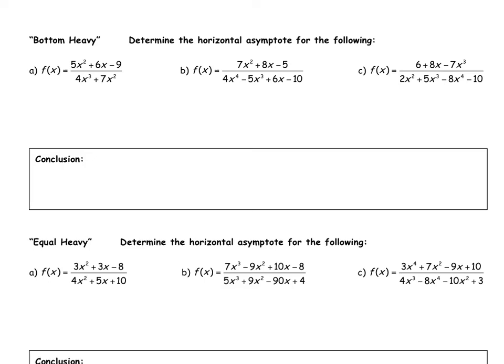So similar to what I had said earlier, when we now try these with the horizontal asymptotes, if you notice, this first example for letter A is bottom heavy, meaning the exponent in the denominator is larger than the exponent in the numerator. So automatically that means my horizontal asymptote is at y equals 0. And that's obviously going to be the case for all of these because it's in the bottom heavy category, but let's actually go through these just to check.